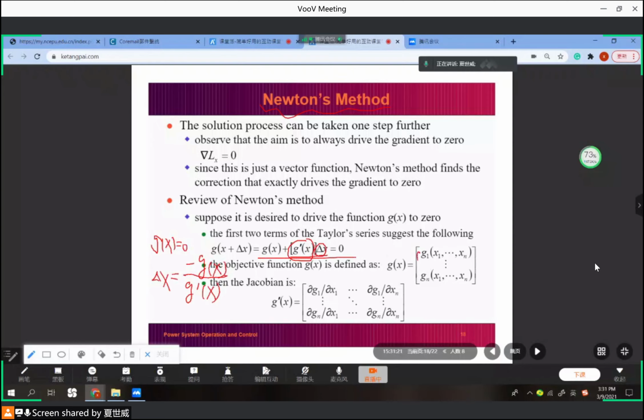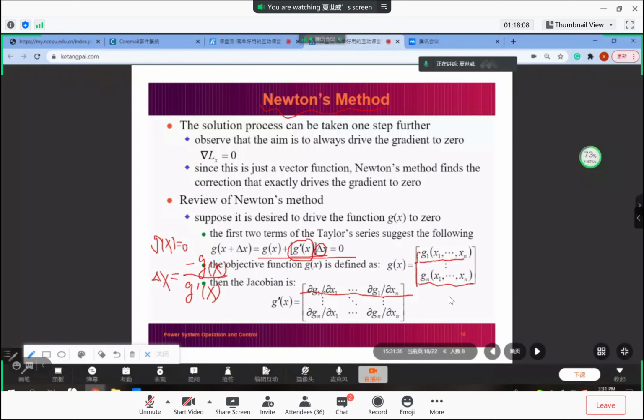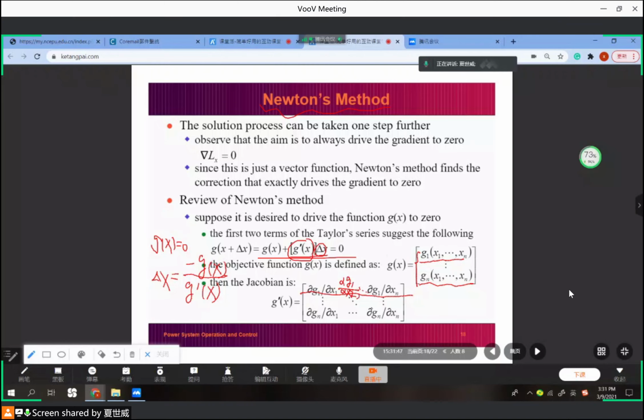If you have a vector that includes multiple functions, then the first order derivative of this vector will become a matrix. That means the first row will be the partial derivatives of g1 over x1, x2, until xn. The second row will be g2 over x1 until xn. The last row will be gn over x1 until xn. So if you have a vector g(x), you will get the first order derivative in terms of a matrix.